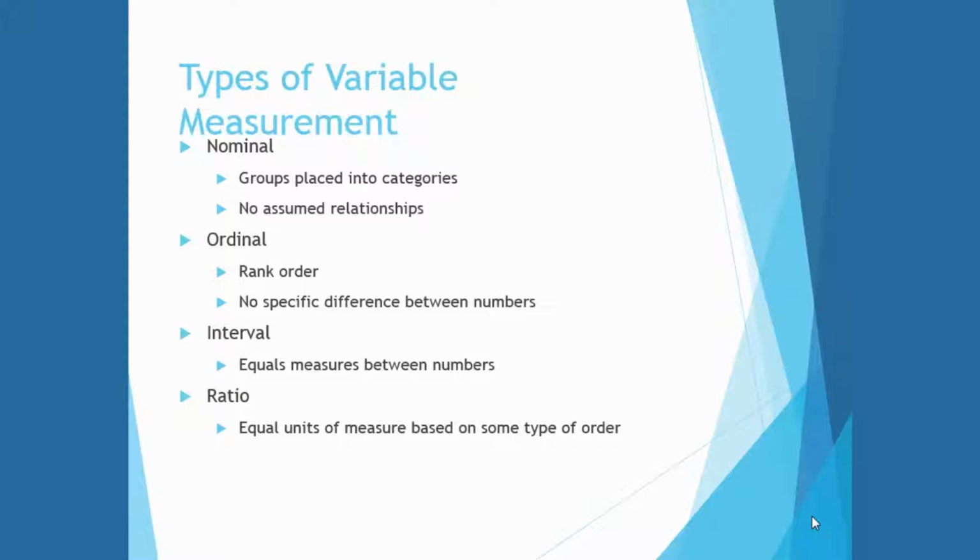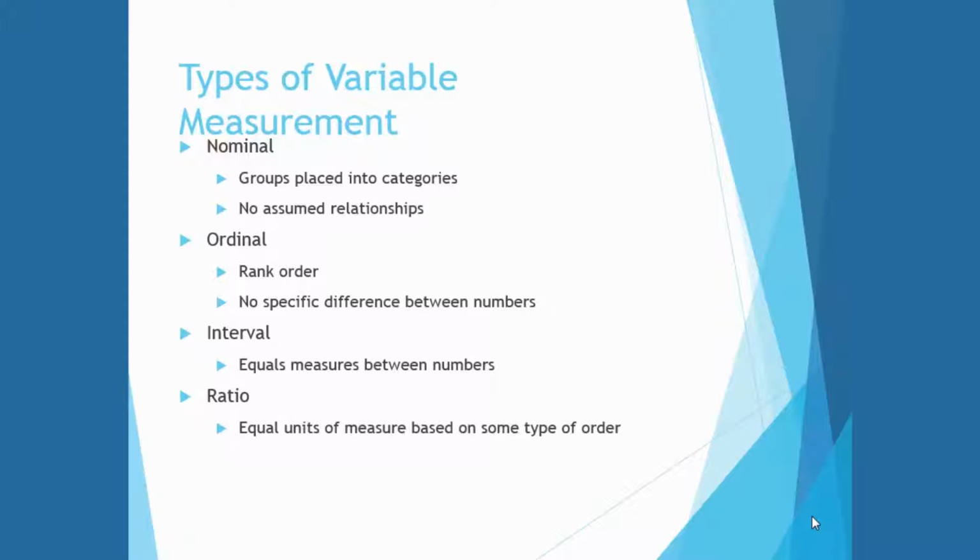Now, we measure variables different ways. Types of variable measurement: we have nominal, ordinal, interval, and ratio. Ratio is pretty much equal units of measure based on some type of order. Interval is equal measures between numbers. We think of interval timers. We think of an interval between, we'll wait 2 minutes in between sets. That's fairly simple.